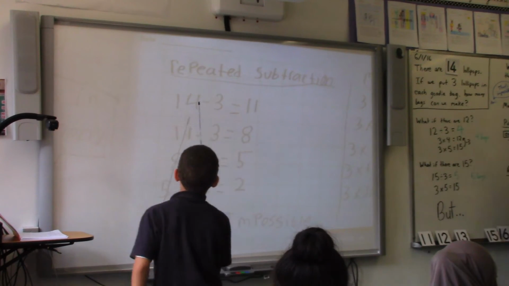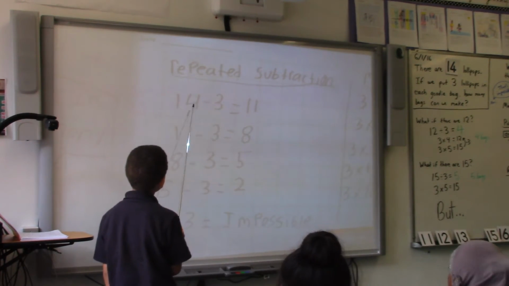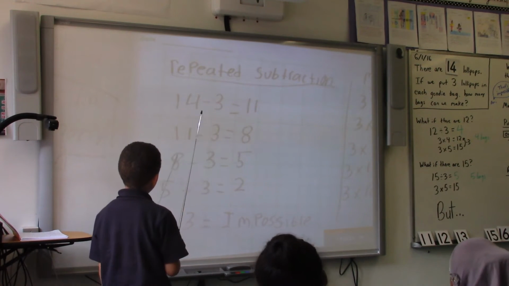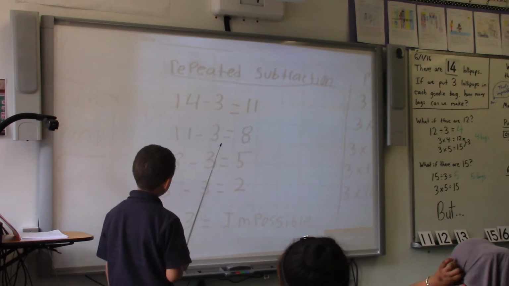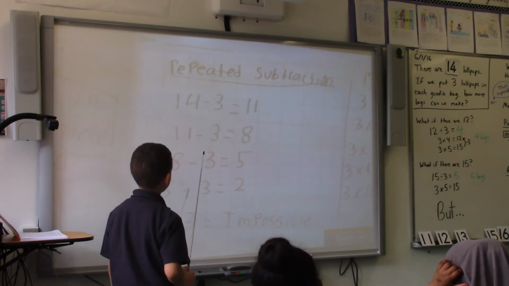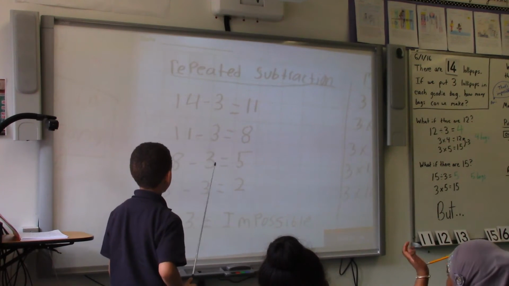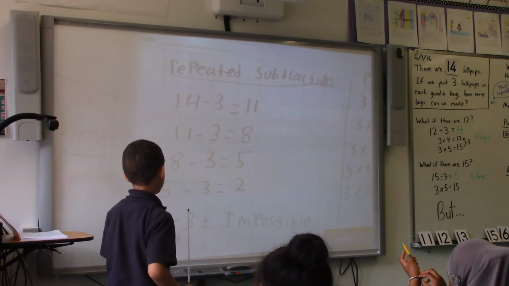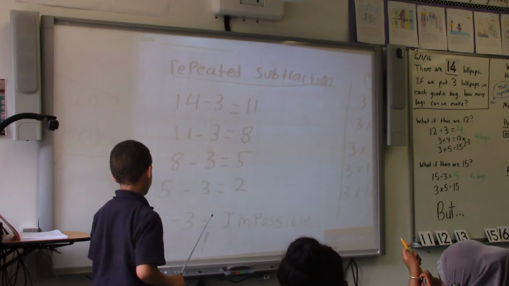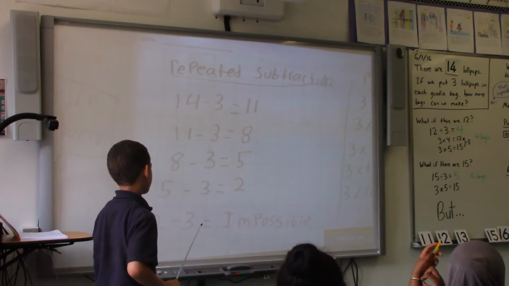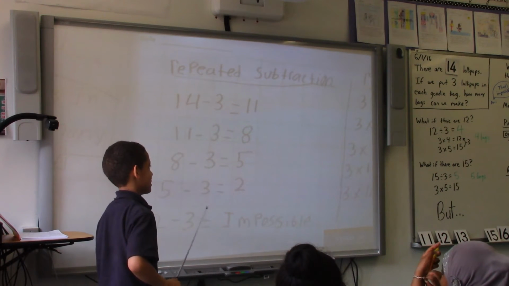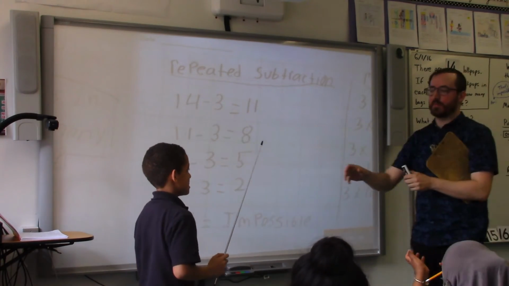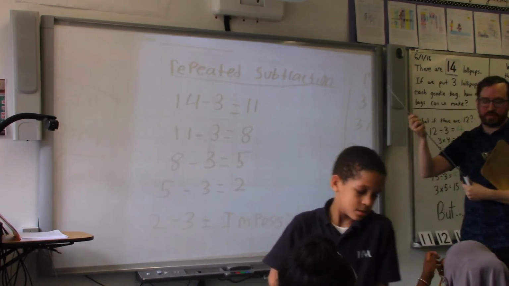What he or she did was subtract 14 minus 3 and got 11. And then 11 minus 3 and got 8. Then 8 minus 3 and got 5. Then 5 minus 3 and 2. And when they went to 2 minus 3, they couldn't do that because 3 is greater than 2 and you can't subtract that. Interesting. So I wonder what this person would say how many bags there are. Let's put it on the board.